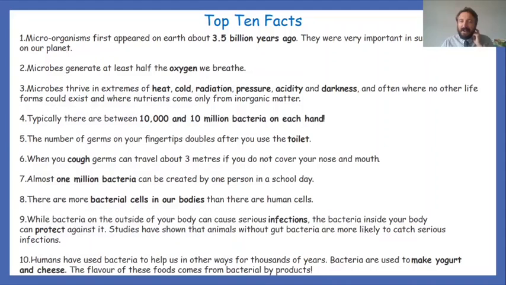So that's unbelievably strong. Typically there are between 10,000 and 10 million on each hand. So have a look at your hands right now and think you could have 20,000 up to 20 million microorganisms on your hands. The number of germs on your fingertips doubles after you use the toilet. Now, if there is a statement to make sure you wash your hands after you use the toilet, that is the one.